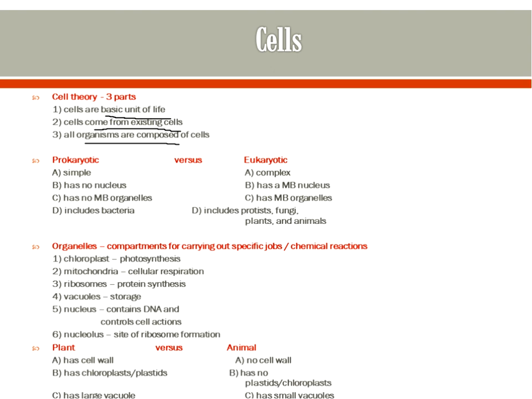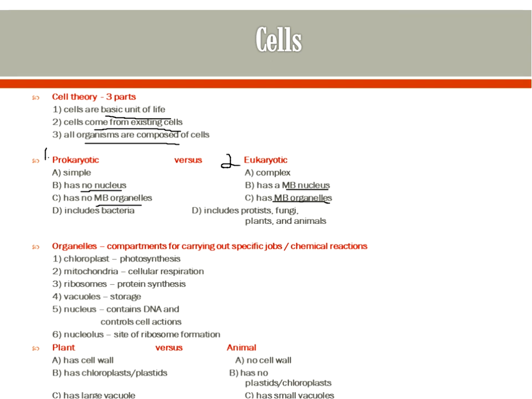There are two main types of cells. Every cell on Earth is either prokaryotic or eukaryotic. Prokaryotic is very simple, whereas eukaryotic is much bigger and complex. Prokaryotic has no nucleus. Eukaryotic does. It has a membrane-bound nucleus. Prokaryotic has no membrane-bound organelles, but a eukaryotic cell does have membrane-bound organelles.